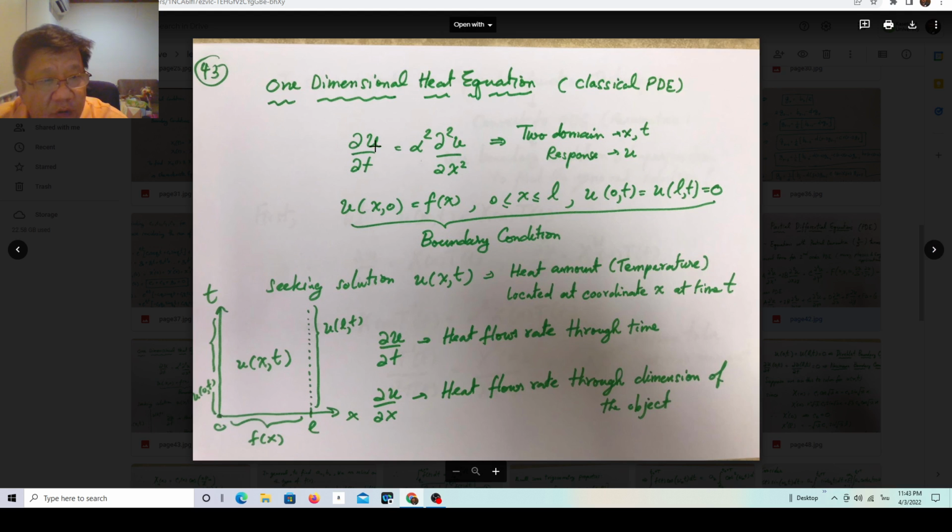So we're going to start with the very basic, fundamental, and classical PDE we call the one-dimensional heat equation. This type of equation has a function u that depends on domain x and domain t. The rate of change of u with respect to time t is equal to a positive constant value, alpha squared, times the second order derivative of u with respect to x. So there are two domains, x and t, and only one response, u.